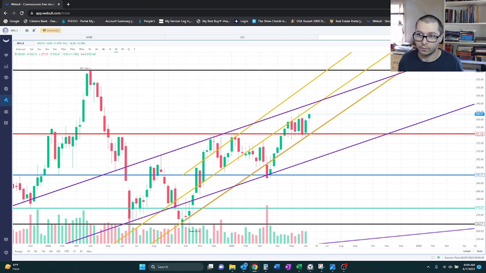So for now, what I'm projecting, at least between now and the end of second quarter, is that we're going to be somewhere in this range. One second as I draw this in. I think we're going to be somewhere between here.